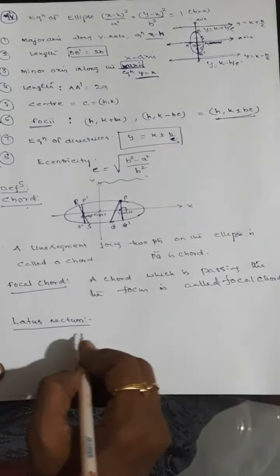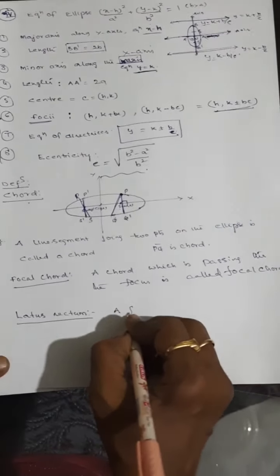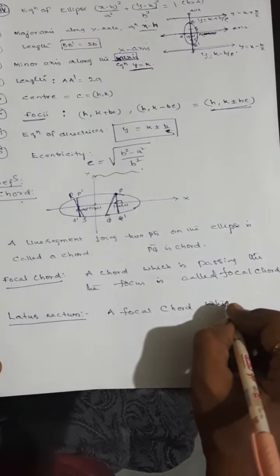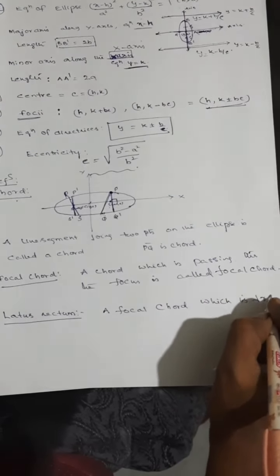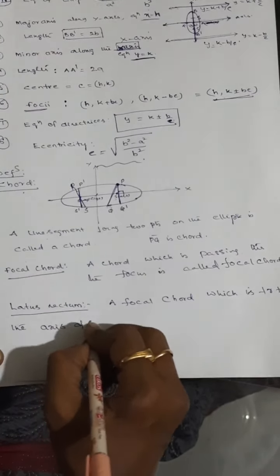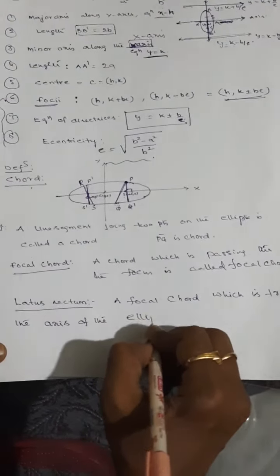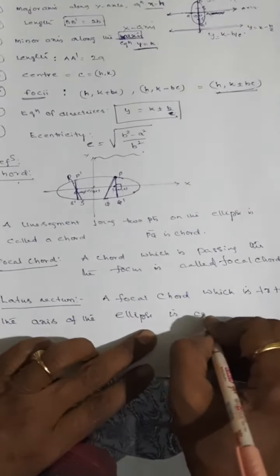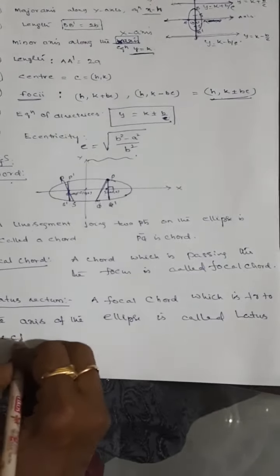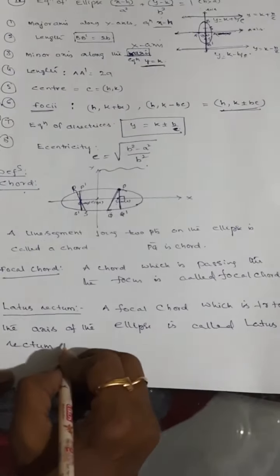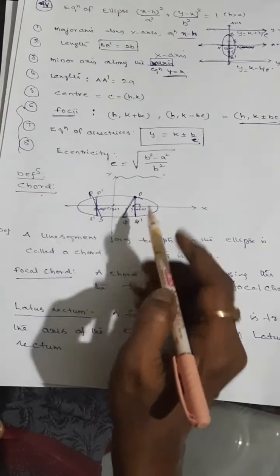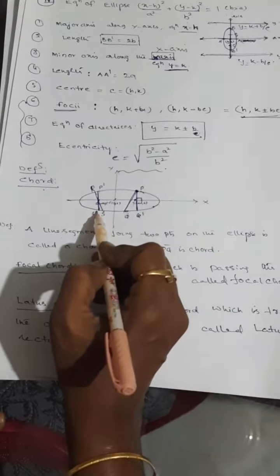So what is the definition of latus rectum? A focal chord which is perpendicular to the axis of the ellipse is called latus rectum. How many latus rectums does an ellipse have? Two latus rectums. Those are PQ dash and P dash S dash.